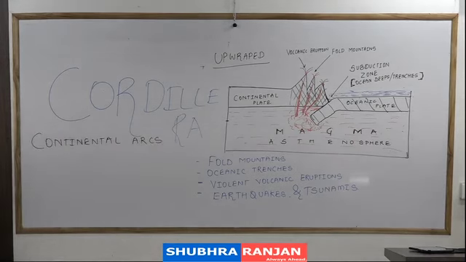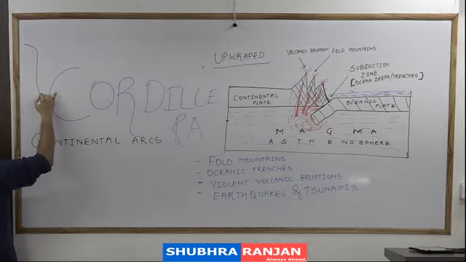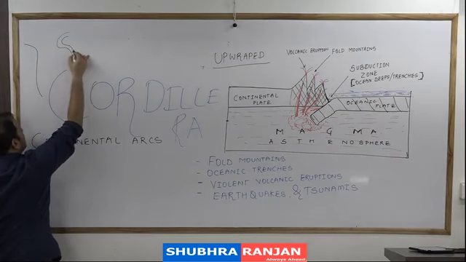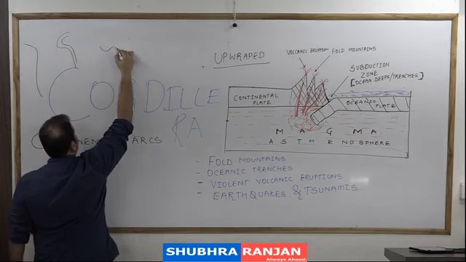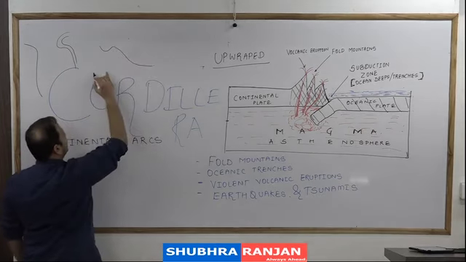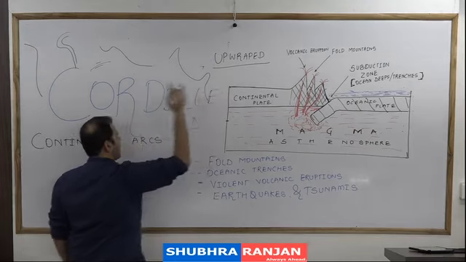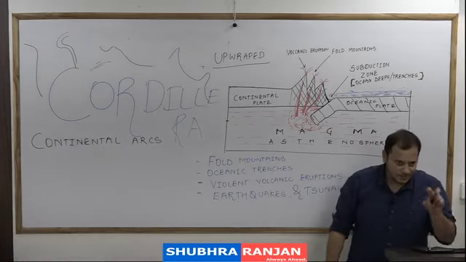Why continental arc? Let us look at the shape of the Rockies. This is how the Rockies are. Let us look at the shape of the Andes. If this is South America, this is the shape of the Andes. Let us look at the shape of the Alps, Atlas, Himalayas. All these are arc-like in shape, and therefore they are known as continental arcs.